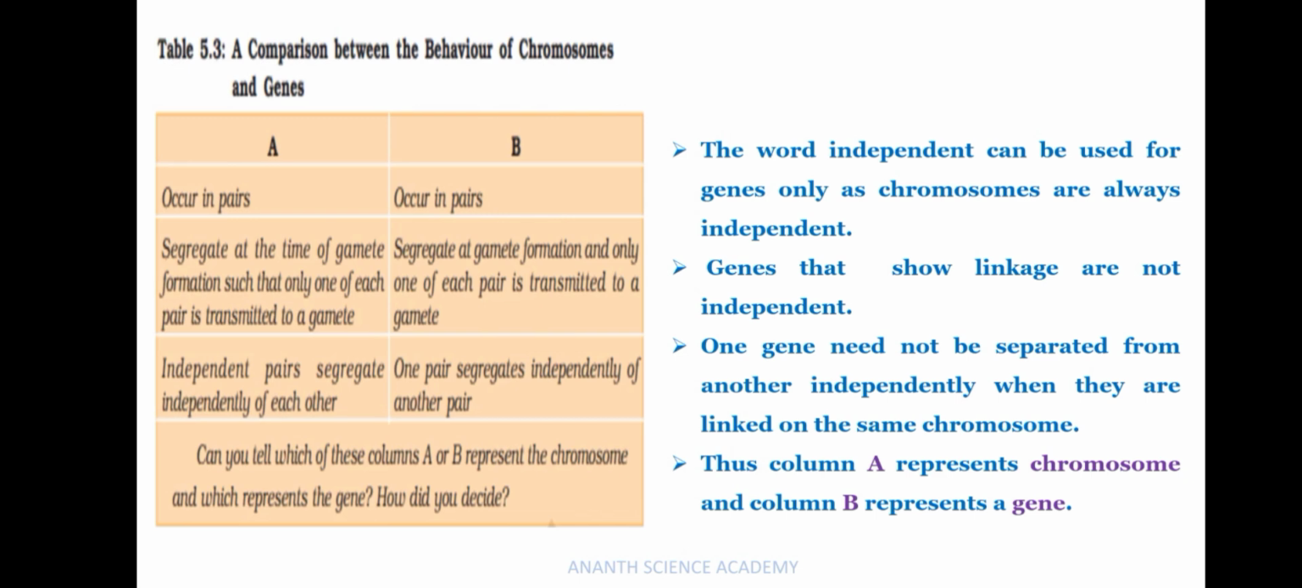One gene need not be separated from another independently when they are linked on the same chromosome. That means when 2 genes are located on the same chromosome, we need not expect that they have to get separated independently. Thus, column A represents chromosomes and column B represents genes.